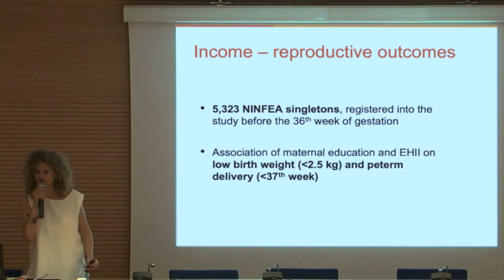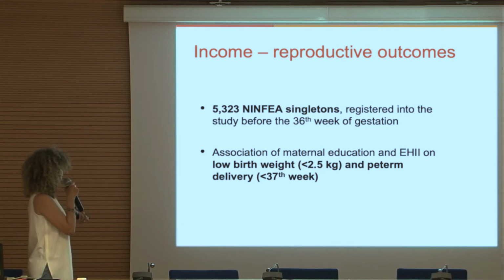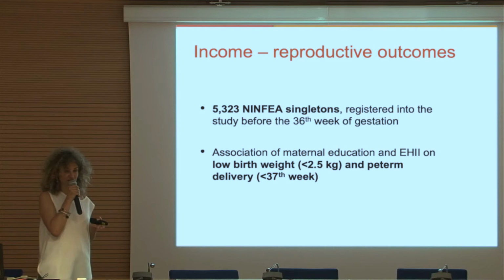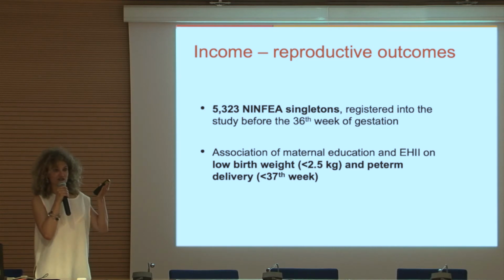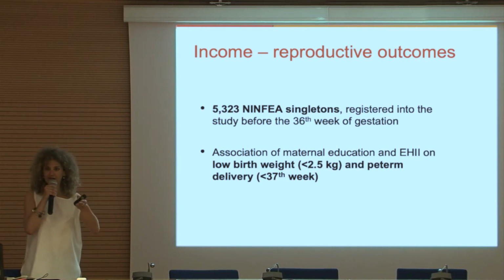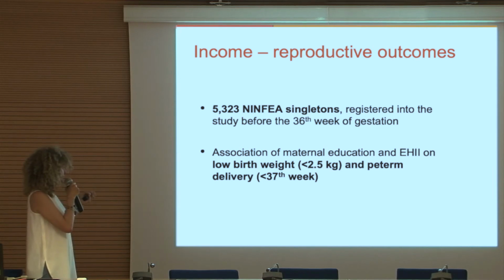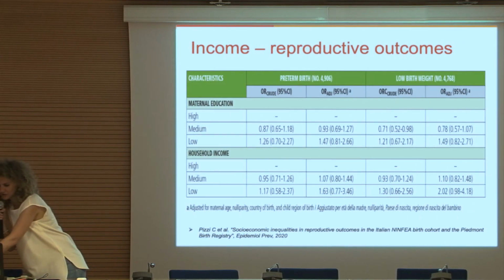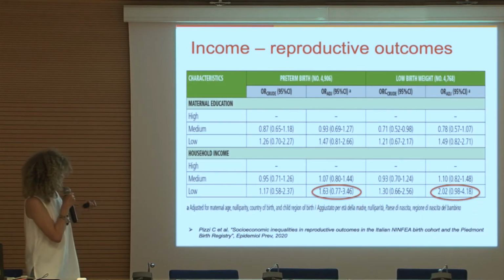So the first association study was conducted using the NINFEA data, so about 5,000 singletons registered into the study before the 36th week of gestation, and we studied the association of maternal education and our income indicator with both low birth weight and preterm delivery. And what we observed, in the bottom part of this table, we have our household income, which was categorized in 3 levels with high income as the reference.